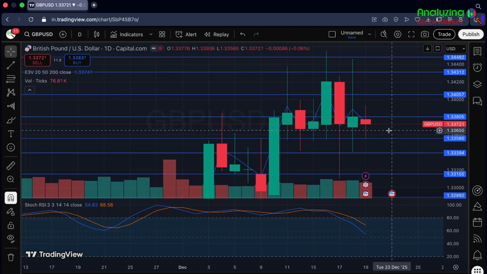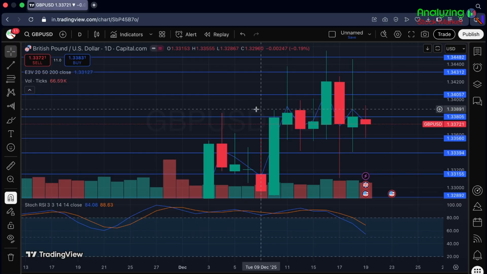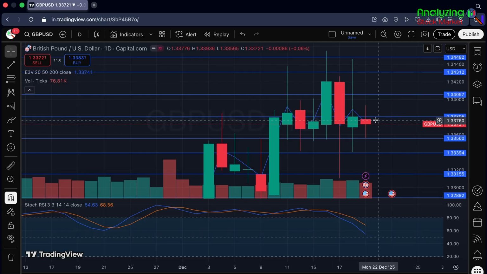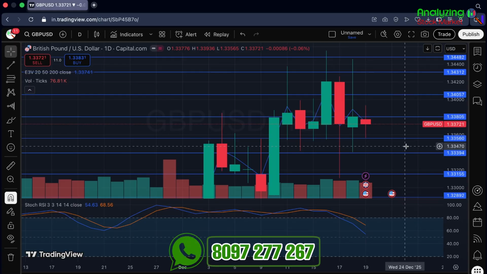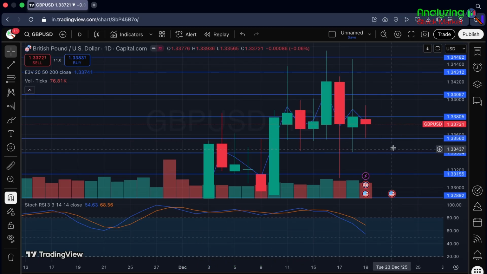So let's now talk about my opinion on GBP USD for this week. According to the previous week closing, I'm expecting a positive move or a negative move in this range. Overall, since the momentum is sideways for this week, I'm expecting a slight negative momentum in this range, that is 1.33394 to 1.33560. But I'm open to any move currently. Overall, according to the previous week closing, I'm expecting a negative closing in this range.